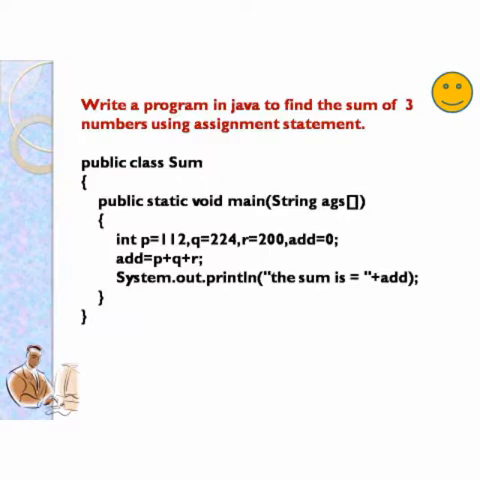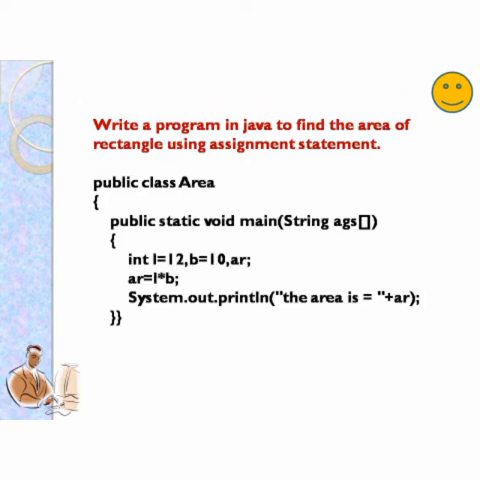Write a program in Java to find the sum of 3 numbers using assignment statement. So here is the program. You can see in this program I have taken 4 variables P, Q, R and add. To P I have assigned 112, to Q I have assigned 224 and to R 200. So this is assignment statement. Throughout the program the values never change.